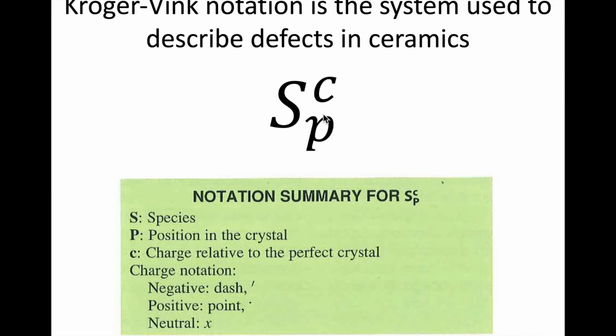And then we have P here, the subscript. This is the position in the crystal, so it tells you where it's going. So either the chemical name for the site it's taking, or an interstitial, or so forth, right? It's telling you the position. And then lastly, the C superscript denotes charge. Here we keep track of the charge of a defect by denoting a dash for one negative, a dot or point for one positive, and an X for neutrally charged. If you have multiple charges, you would put multiple dashes or points to represent +2 or -2.